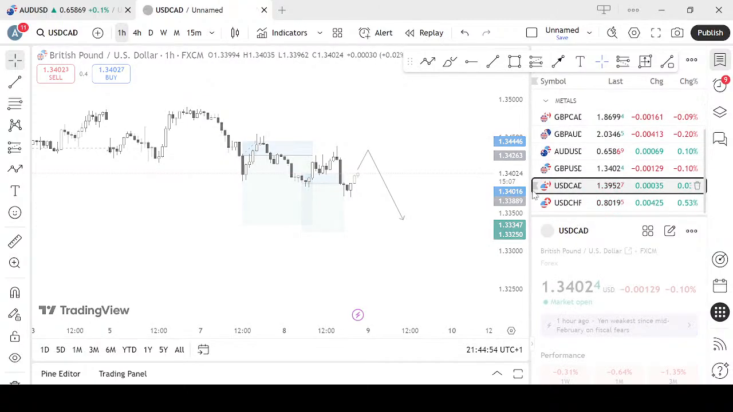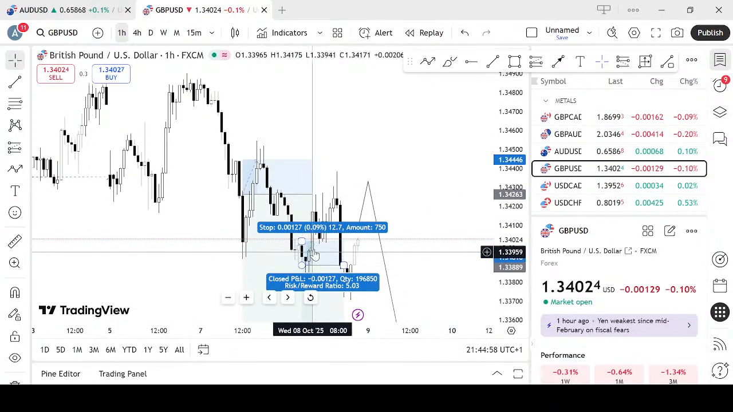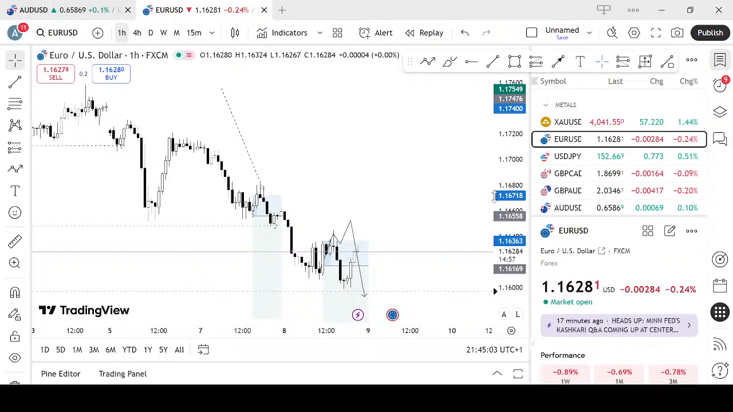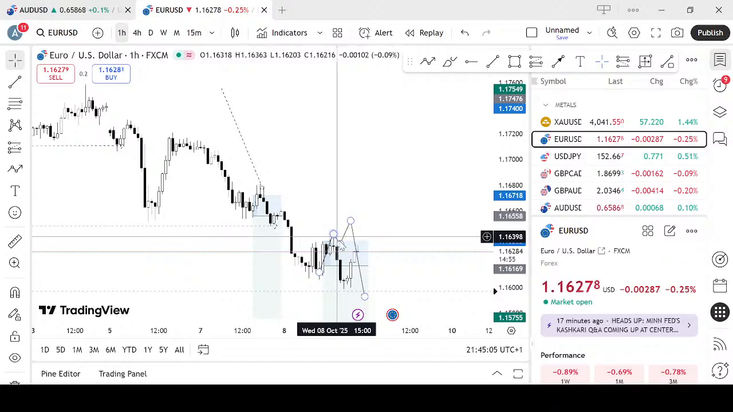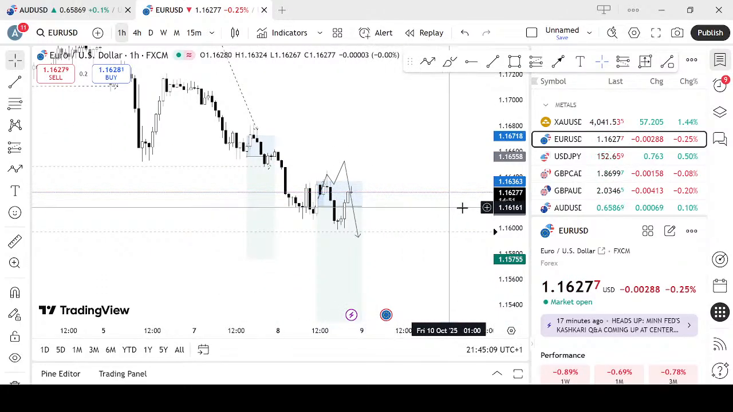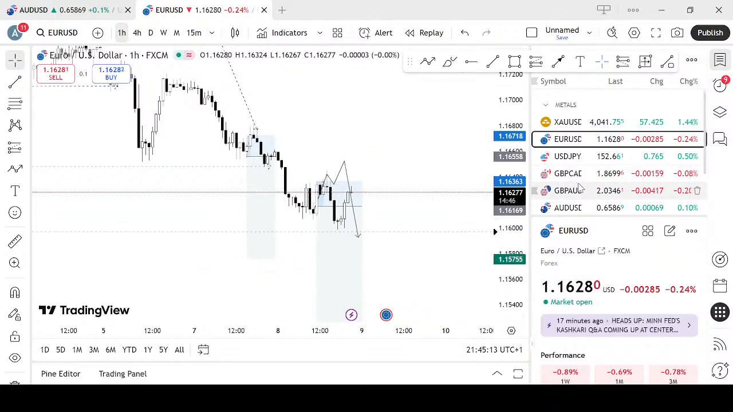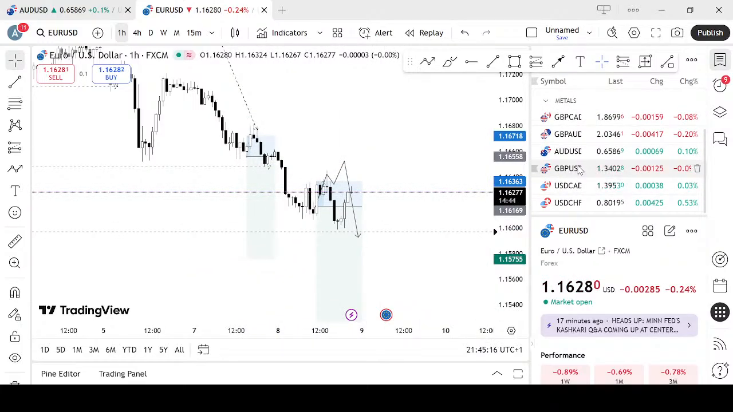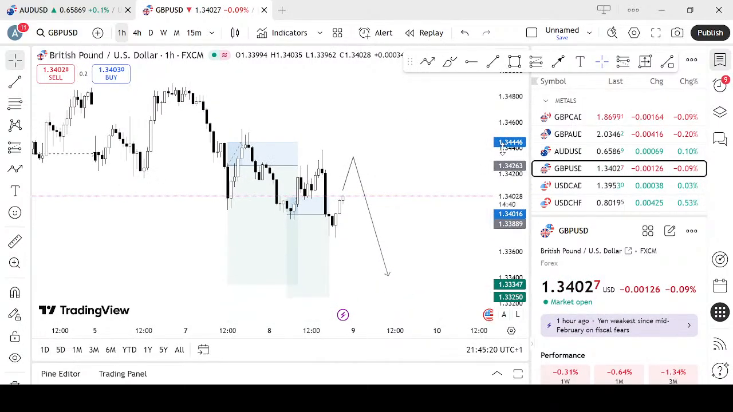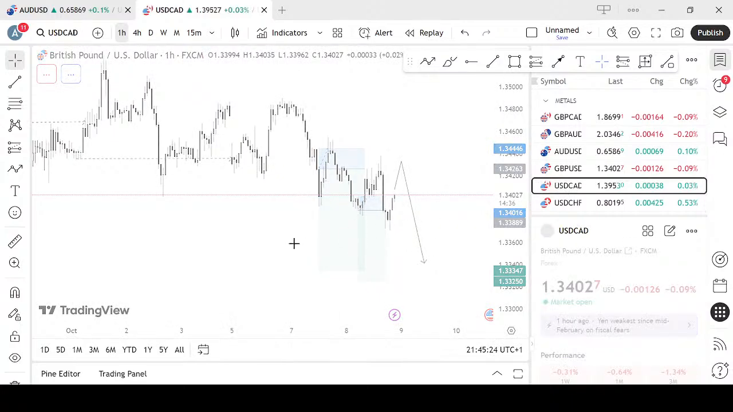Okay, the next pair is USD CAD. So this is the second loss I took today. This was the first one. The second one was on EUR USD right here. It just took me out by some pips and broke down, but it seems to be going higher right now. But in general, you're still looking for a bearish position.